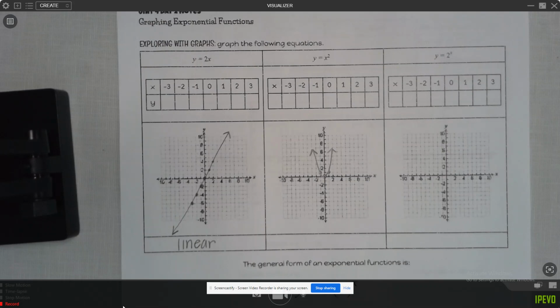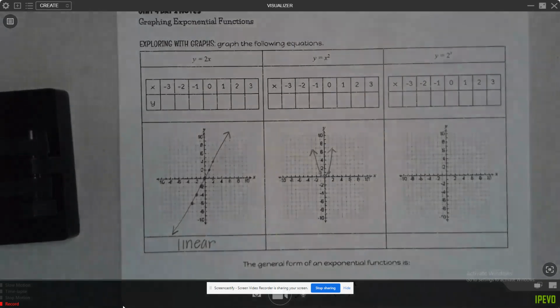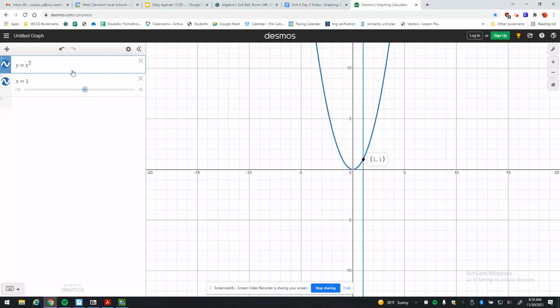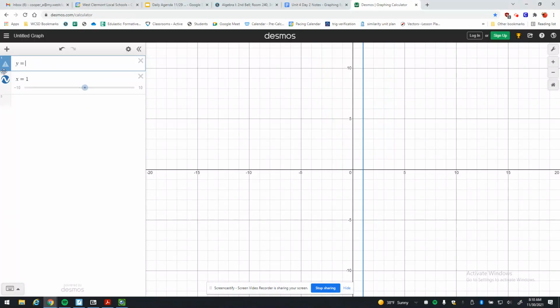All right, completely different function. Last one. Y equals 2 to the x. So go into Desmos and graph y equals 2 to the x. Put that one in Desmos. Does that look like a shape we dealt with yesterday? It better.